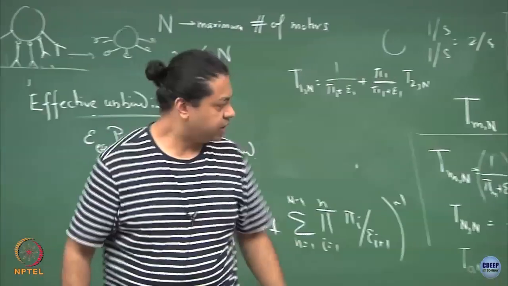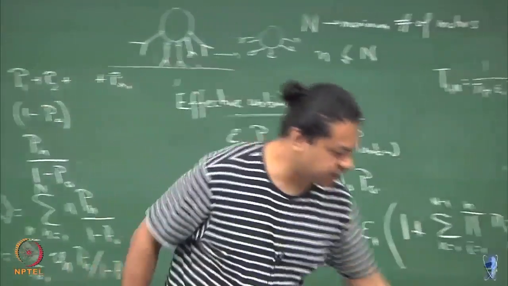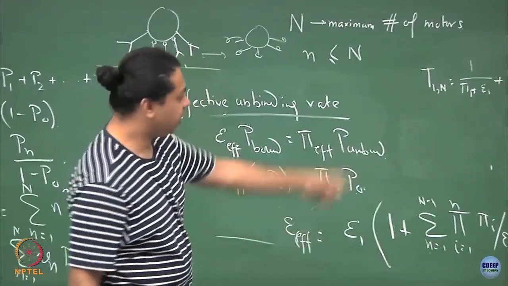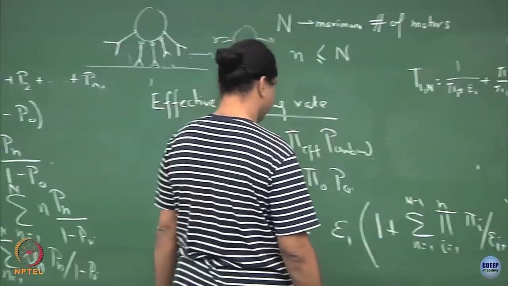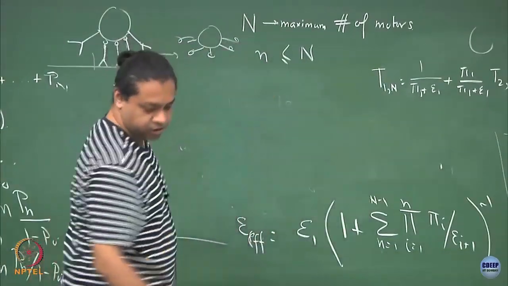That is because once the motor unbinds, once all motors have unbound, the cargo sort of drifts off. So, experimentally it is a little difficult to compare with that. On the other hand, it is easier to compare with this conditional probability: given that it is bound, how many motors are bound.